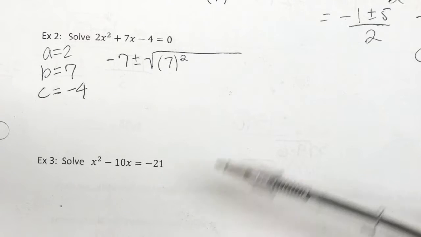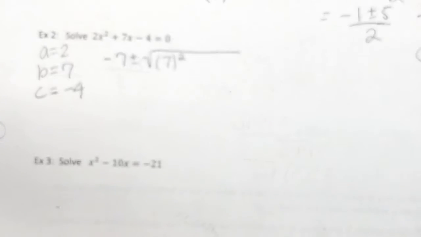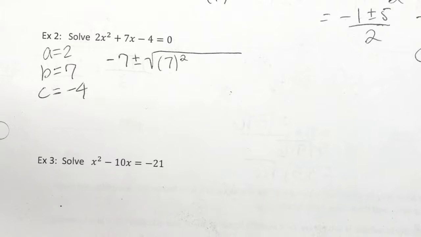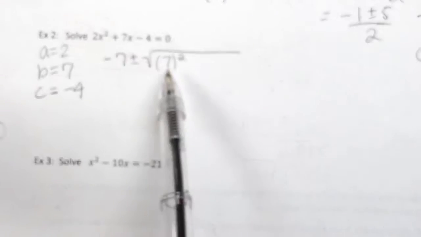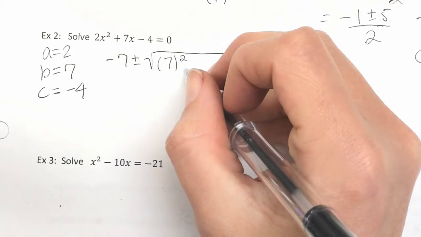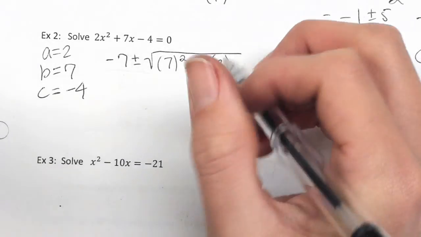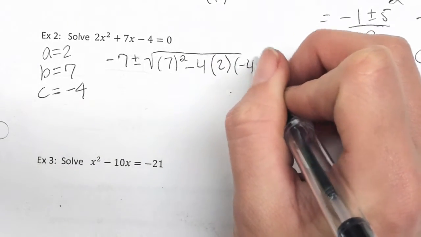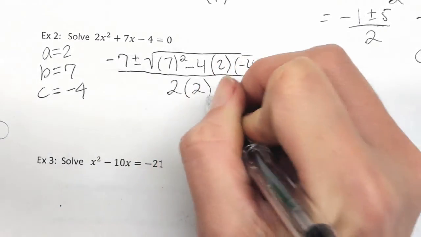The formula is negative b, so if we have a positive b, it'd be negative 7. Now I'm saying, why wouldn't you bring negative 7 when we solve this? Oh, right here? Because the formula is negative b, this is just b squared. If it was negative b squared, we'd put negative 7. So b squared minus 4 times a, which is 2, times c, which is negative 4, all over 2 times a, so 2 times 2.